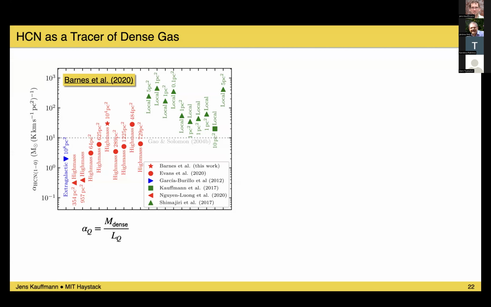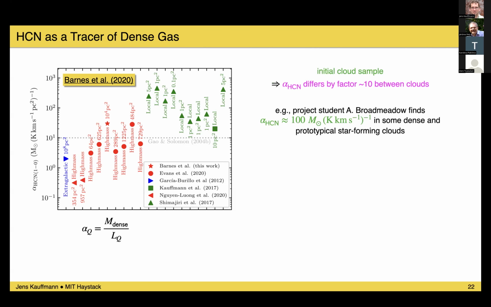Meanwhile, Ashley Barnes did some other things here, like comparing the proportionality constant between mass of dense gas and HCN luminosity. And that is one of the key things I would like you to take away, that the relationship between molecules, in this case HCN, but in general molecules, and the state of a molecular cloud differs by a large factor. Here, HCN, for example, by a factor 10 or more.